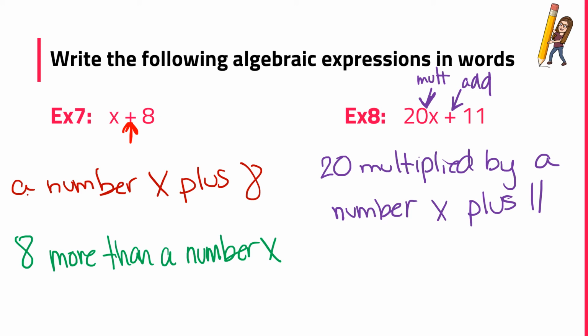11 more than 20 multiplied by a number x, or 11 more than the product of 20 and a number x, the product of 20 and a number x, add 11. There's a lot of different ways, so what I'm checking is, does your sentence make sense? Does it sound good? Do you have all the operations and their correct usage?